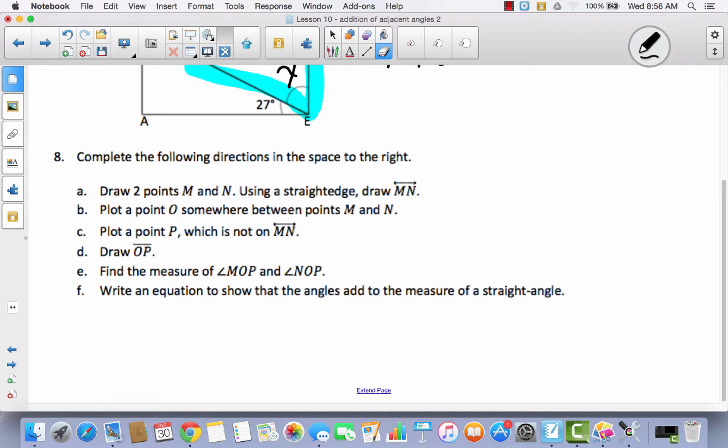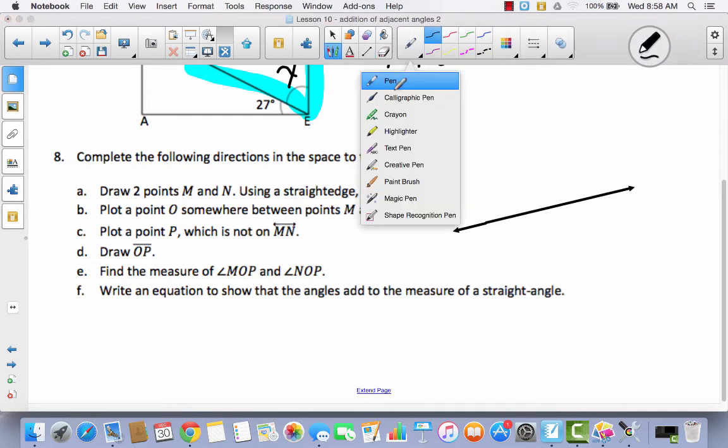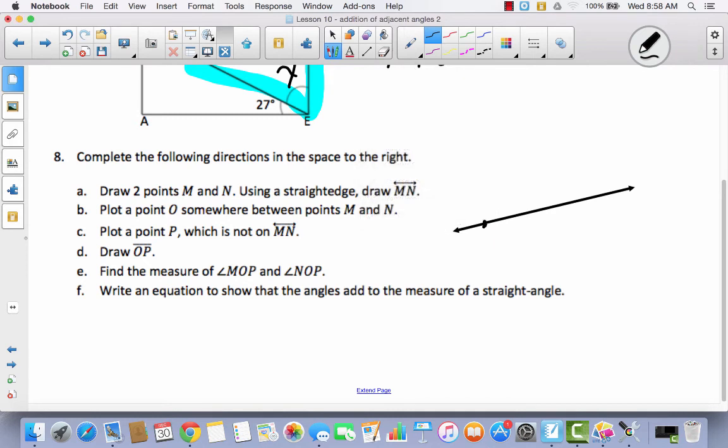All right, draw 2 points, M and N, using a straight edge. Draw, and this little symbol right here tells me that I'm going to draw a line. So I don't have to use a straight edge, but you do. So I'm going to draw 2 points, M and N, to create a line, okay? So now I'm going to put my 2 points on here, M and N. Okay, so we'll make this M, and then we'll make this N.